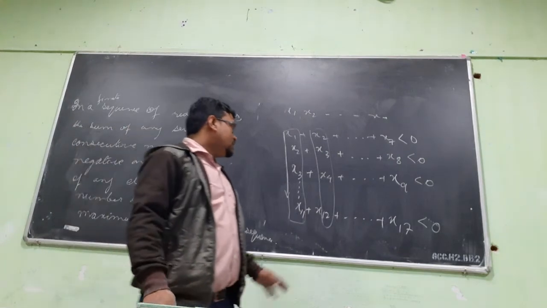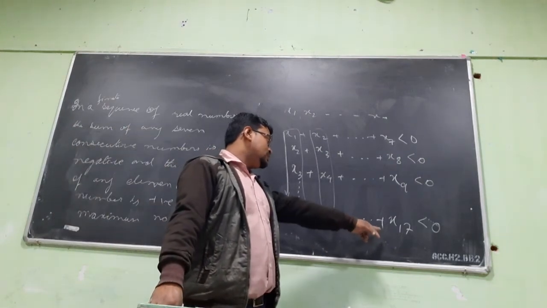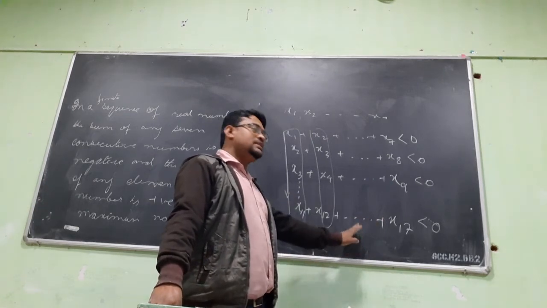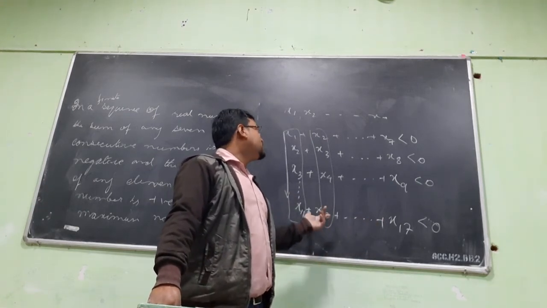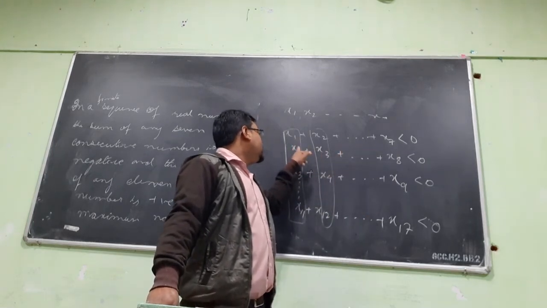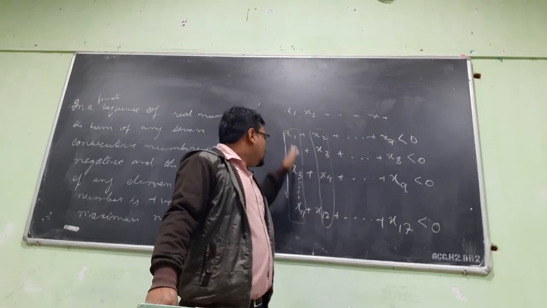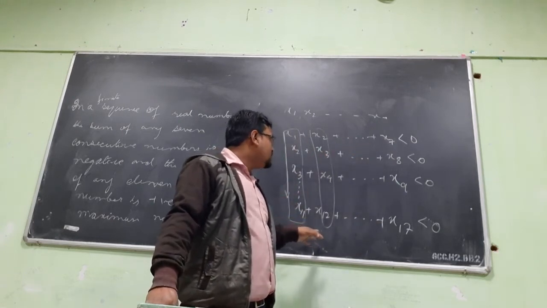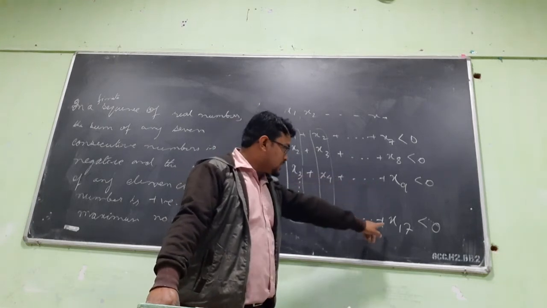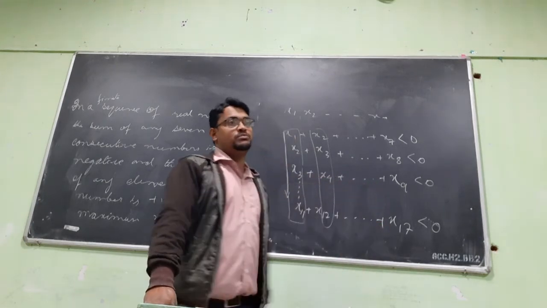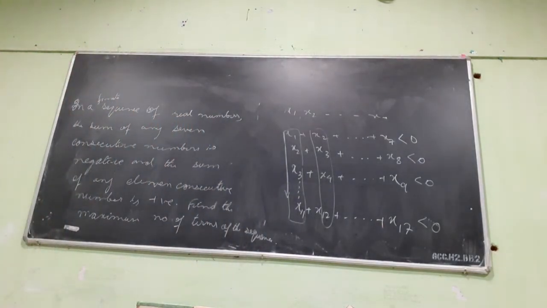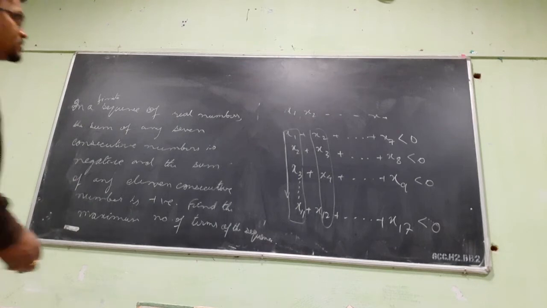It means the sequence cannot have greater than or equal to 17 terms. If there are 17 distinct terms, then we can make this arrangement, and if you add up all this, the column wise sum will be positive, but the row wise sum will be negative. So this sequence cannot have 17 distinct terms. So the number of terms is less than or equal to 16.